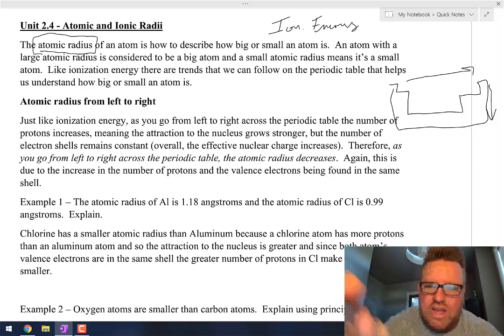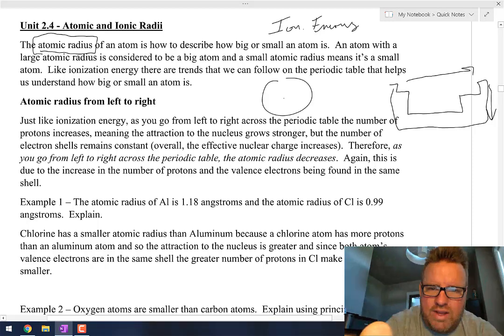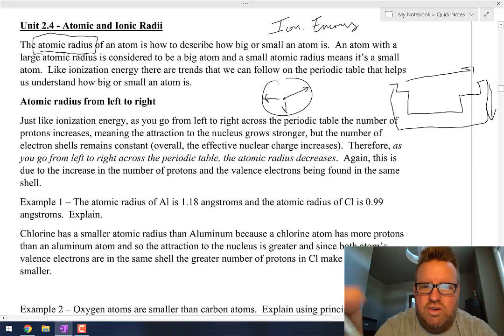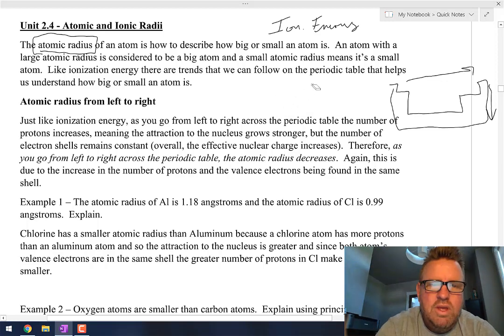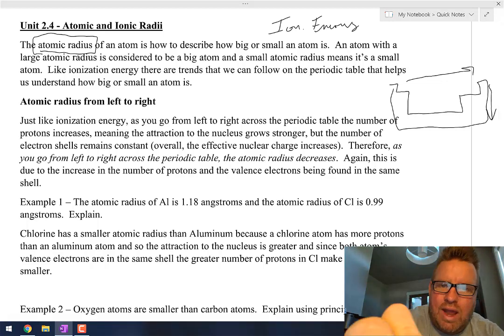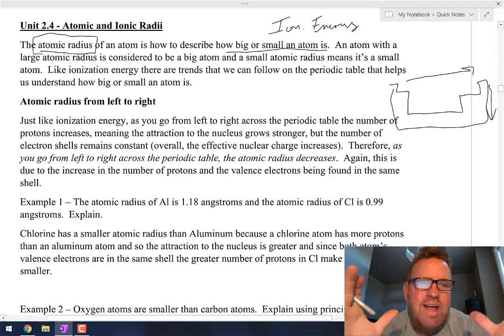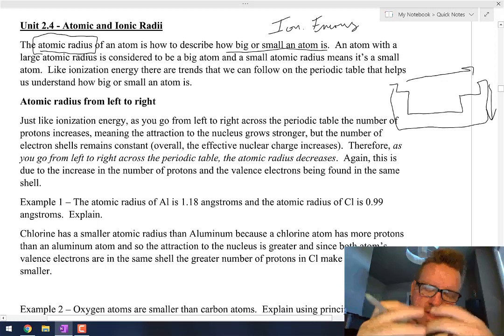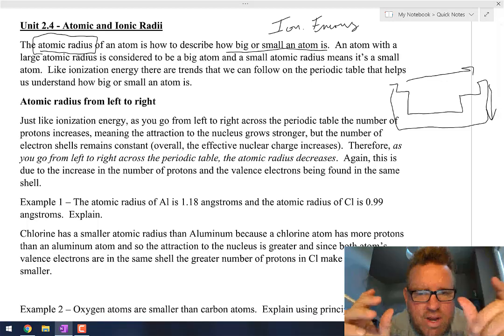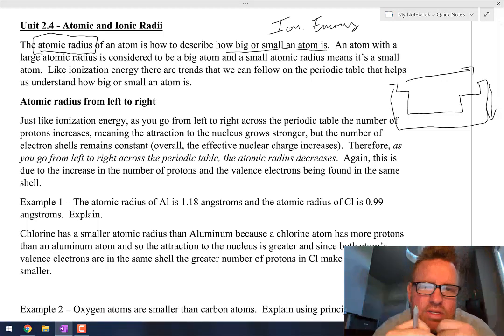Radius is just like any type of circle. The radius is the distance from the center of the circle out to any point that should be the same distance, if I knew how to draw a circle really well. So the radius is the distance from the center to any edge, and atomic just means atom. So it is the radius of the atom, or again, how big or small an atom is. Obviously, if an atom has a large atomic radius, we say the atom's big. And if the atomic radius is small, then we say that the atom is small.